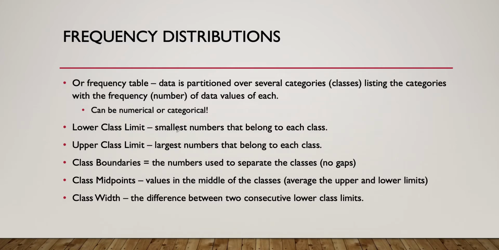The lower class limit is the smallest number that belongs to each class. The upper class limit is the largest number that belongs to each class. The class boundaries are the numbers used to separate the classes, with no gaps, based upon these two. Class midpoints are the values in the middle of the classes, so you average the upper and lower limits. And the class width is the difference between two consecutive lower class limits.